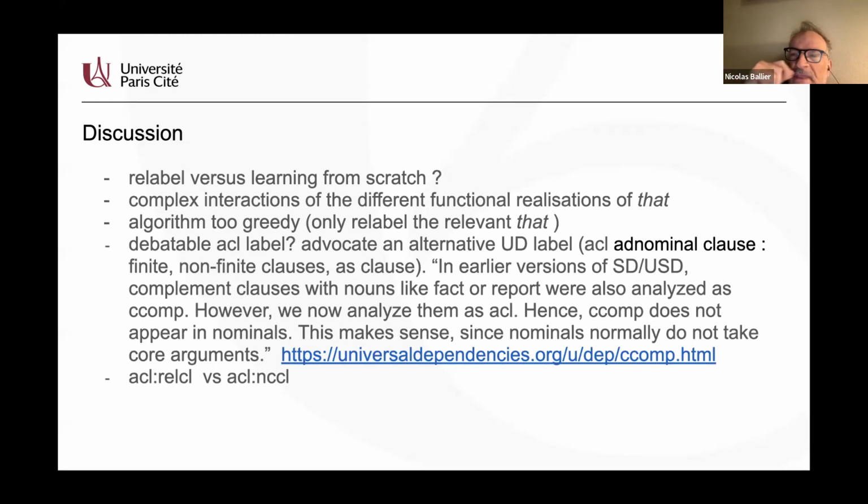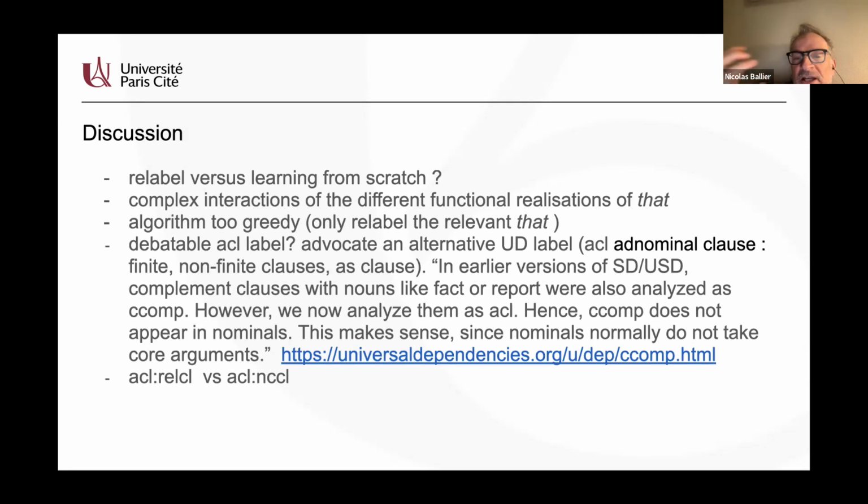Now, there are some points about our method. The first one is we used relabeling techniques instead of learning from scratch. And maybe if we relabel all the labels with only WPR versus CST, we may get a better score. The point is that because that has many potential functional realizations, that makes the task pretty hard. And maybe we should have constrained some of the relabeling that we use to predict our CST and or WPR label.